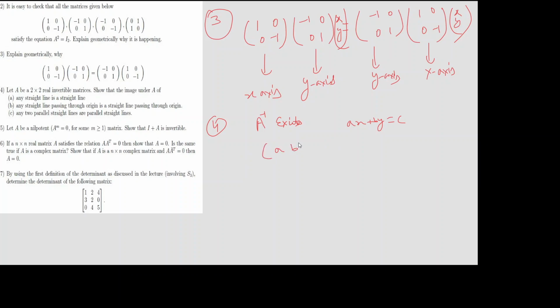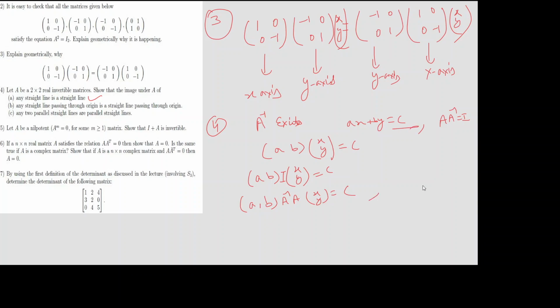Let's say AB and then xy is equal to c. So that means A inverse exists. That means A inverse times A is basically identity. So we can write down this AB xy is equal to c. That means identity, so we can replace AB and then write down A inverse into xy. We have to show that this is also a straight line, to prove that if we start with a straight line, we get a straight line.